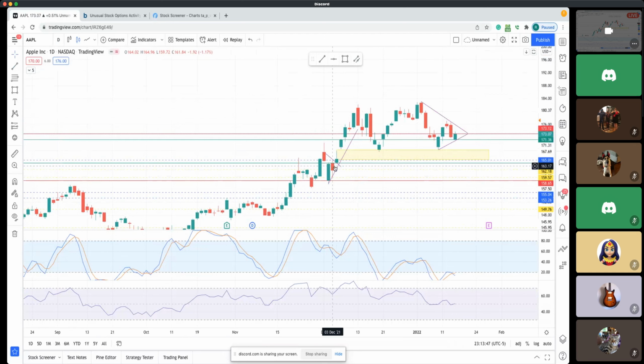So if it tested that area and goes back up, then yeah. If it breaks that area, I'm not gonna wait. I'm still gonna wait for it to break this area. That's just me personally. I'm not gonna wait for it to break, as soon as it breaks this area, my call trigger has now become my put trigger. I'm gonna wait for it to break that.